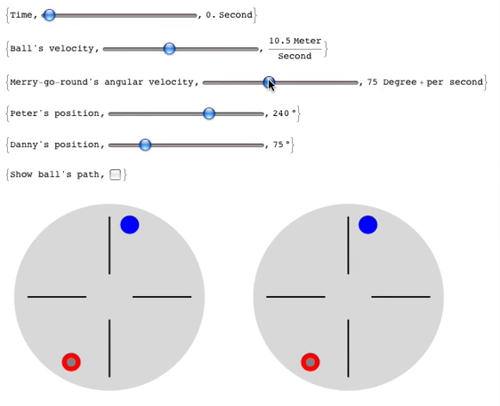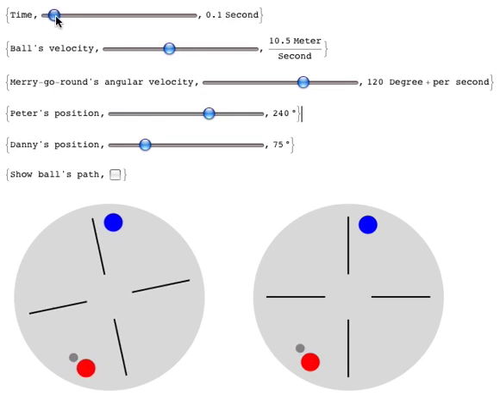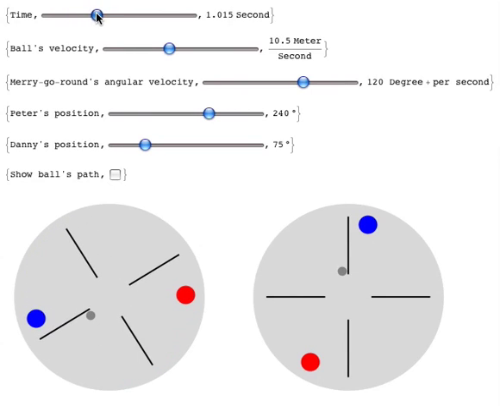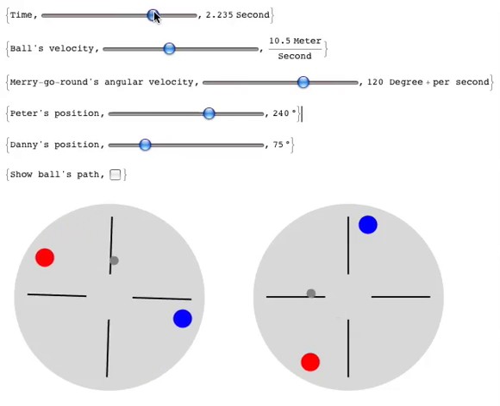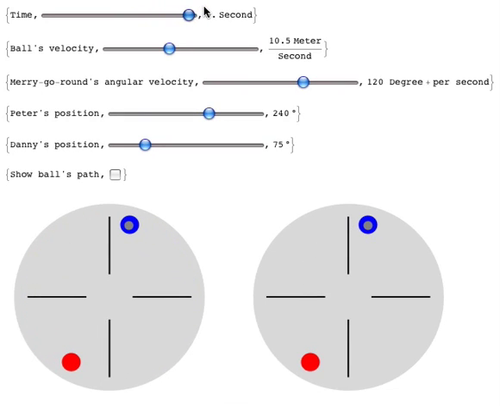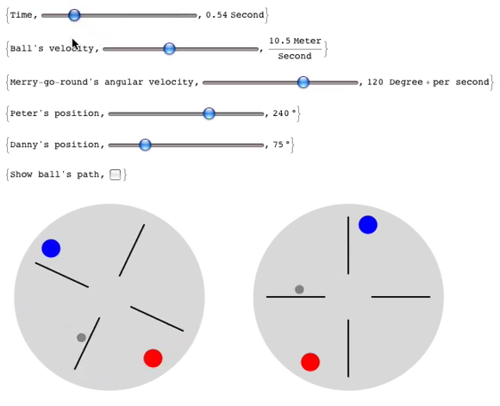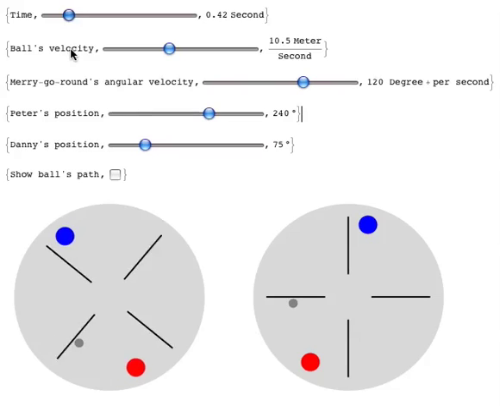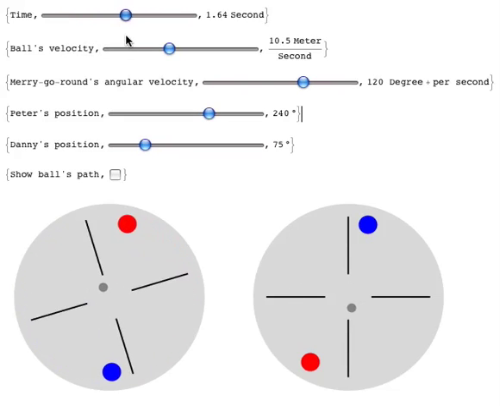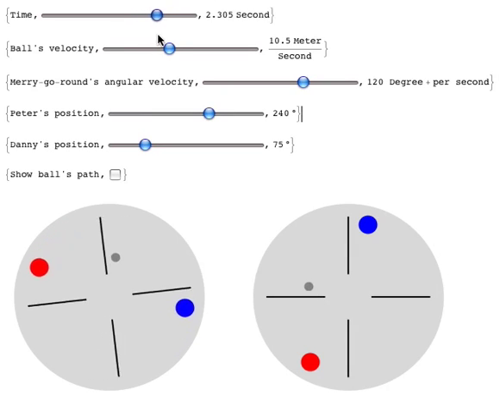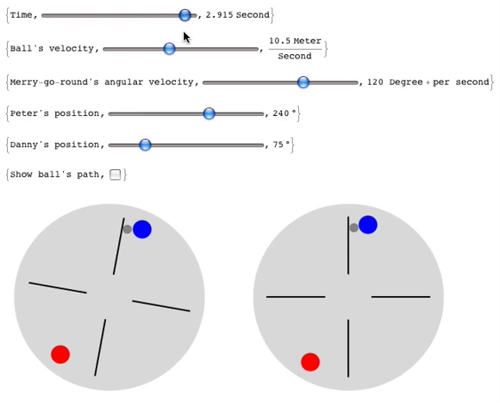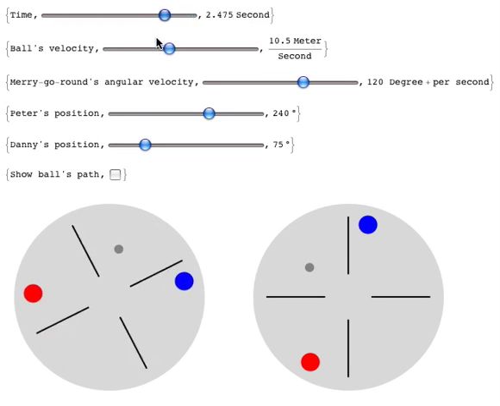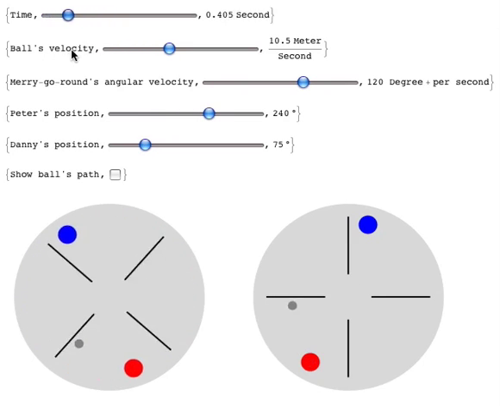If we set this to the same value, 120 degrees, and we play this, we can see on the left the ball is moving in a straight line while the merry-go-round rotates below it. And on the right, it appears as though the ball follows a curved path relative to the two people. During the time that the ball is in flight, the merry-go-round rotates exactly once, and Danny catches the ball after having moved around the merry-go-round during the duration of the ball's flight.